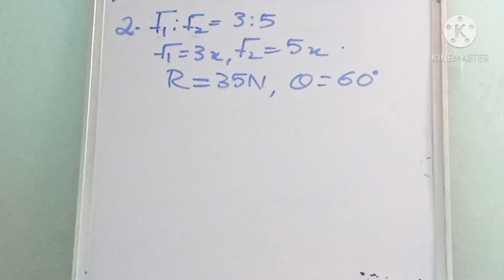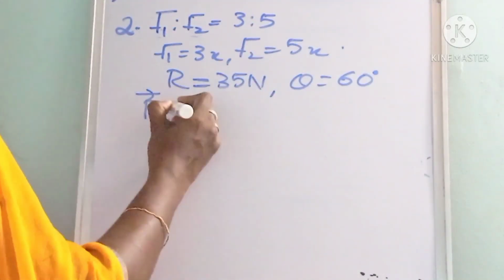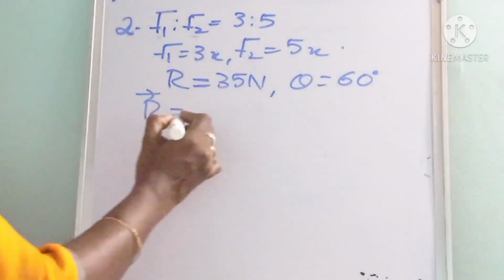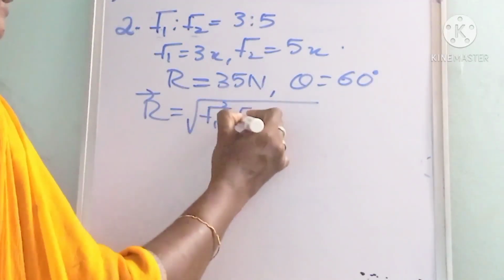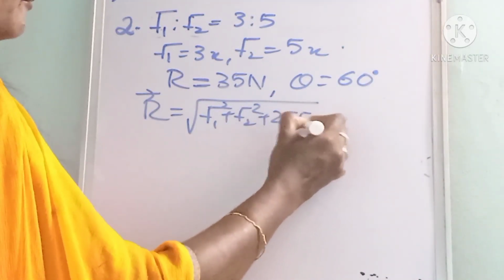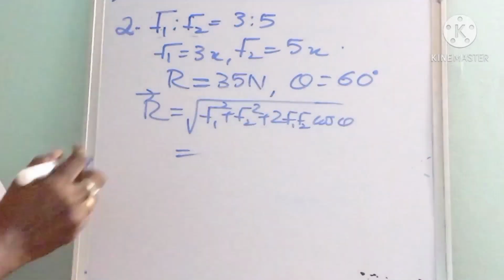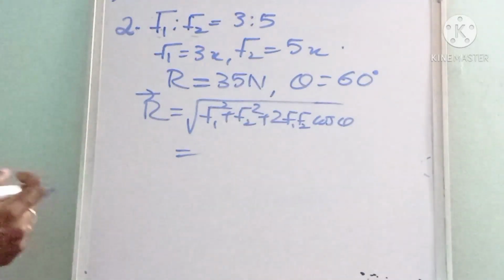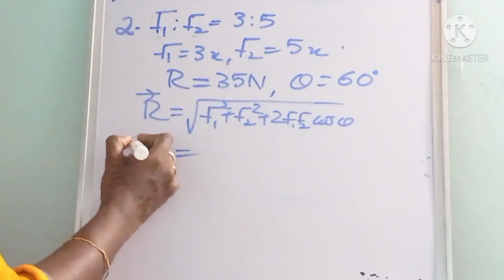Okay, we can use the same equation, the resultant of two vectors. Here it is force. So the resultant force R is equal to the square root of F1 square plus F2 square plus 2F1 F2 cos theta. That is the equation for the resultant force.